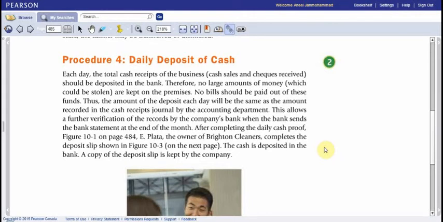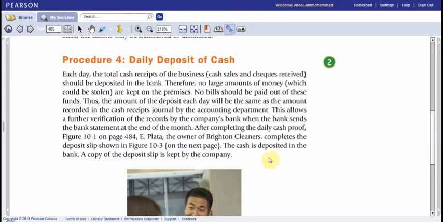Hey everybody, we'll look at procedure 4, daily deposits of cash. We've already looked at procedures 1 to 3 for controlling cash. Okay, so daily deposit of cash. Exactly what it's saying, deposit your cash on a daily basis, so there's no cash sitting around. The less cash there is sitting around, the less of a chance of it getting stolen or lost, right? So that's very important to deposit it every day.